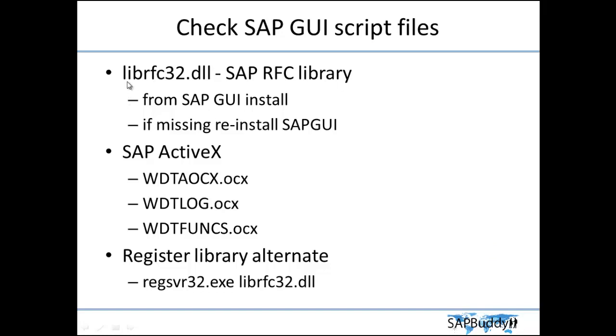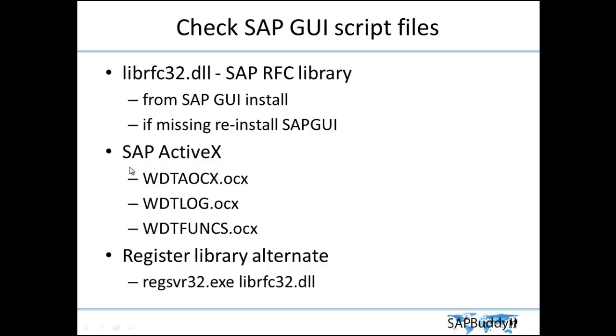The first one which we are going to see is the library rfc32.dll. This is the library file for the SAP RFC library. This particular file comes from the SAP GUI installation disk. If you miss this file, it is better to reinstall SAP GUI and then this file will be automatically copied to your local drive. And it's always recommended to use the latest SAP GUI.